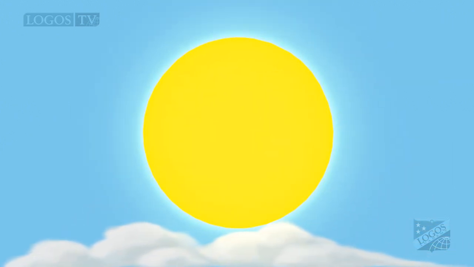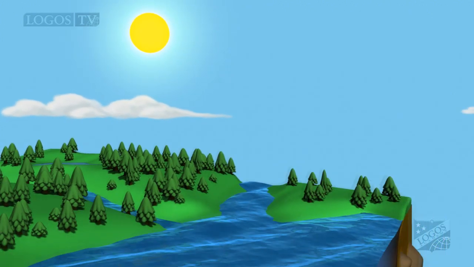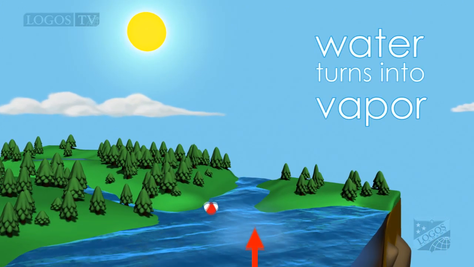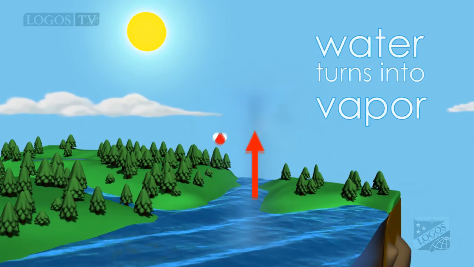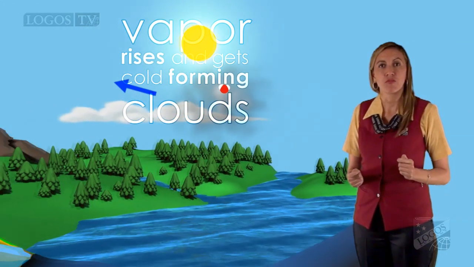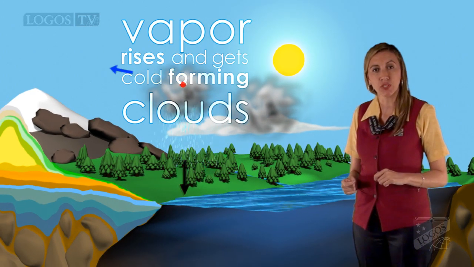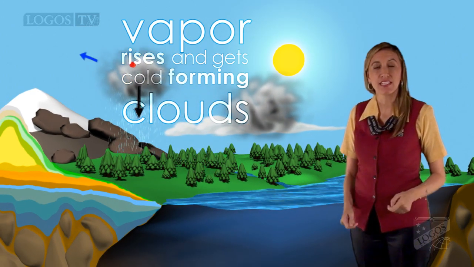On land, after it rains, everything becomes wet. The sun dries the water that is in water bodies, over the soil and on the plants. The heat from the sun turns the water into vapor, which is called evaporation. Water in the form of vapor rises and gets cold, turning back into liquid, forming clouds. This is what we call condensation.